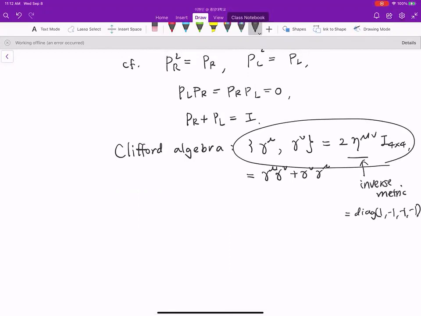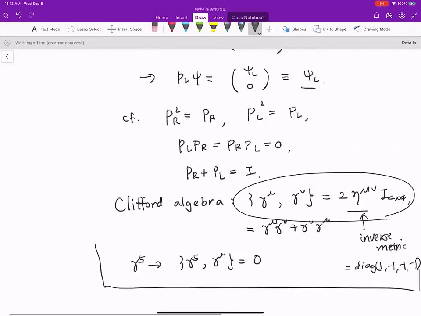And also for gamma 5, you can show that if you take the anticommutator of gamma 5 and gamma mu, this equals 0 identically. Okay, so this is the convention until now. You can remember this part.